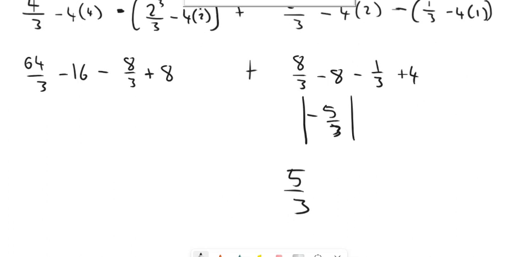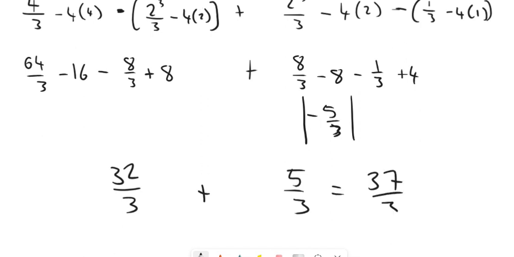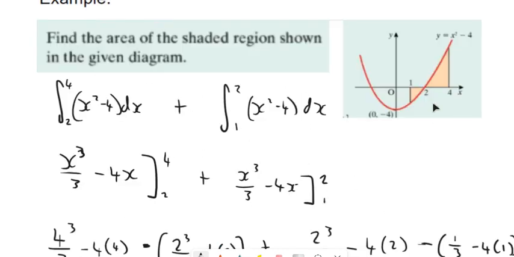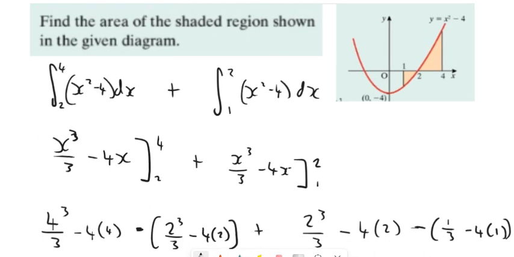So I'm getting 32 over 3 for that. Just adding those two together, you end up getting 37 over 3. So it'll be square units, because it's the area that we found. So we found the area of all of the shaded bit there.